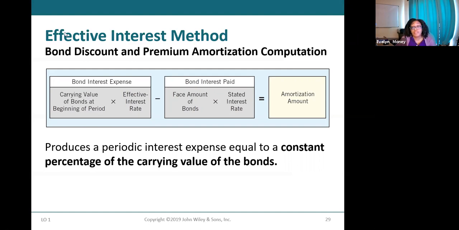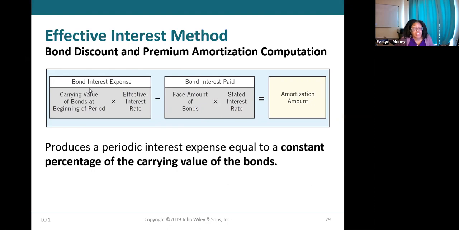But under the effective interest method, it requires that we first find interest expense and then subtract out the cash interest payment to find the amortization, which is different from the straight line method because we find the amortization first. Then we add or subtract that from the bond interest paid, depending on whether we're dealing with a discount or premium, and we back into interest expense. So now we're working in the opposite direction.